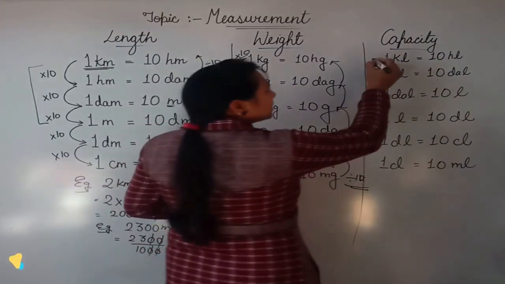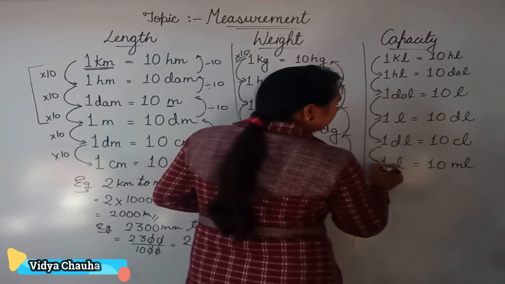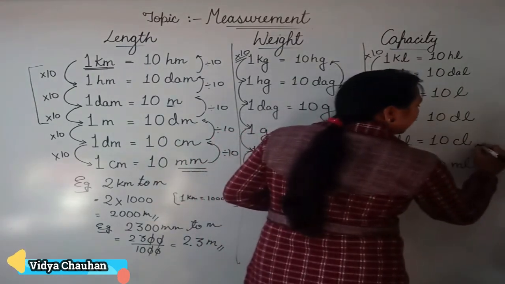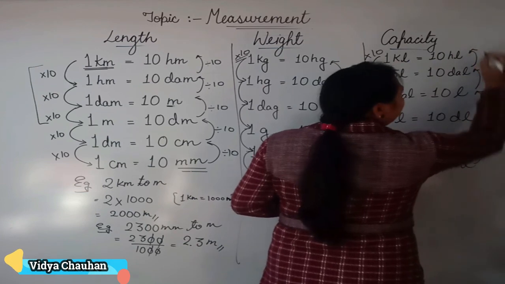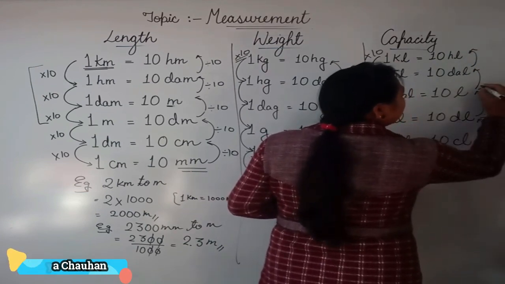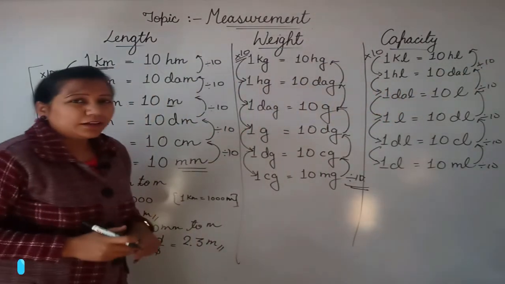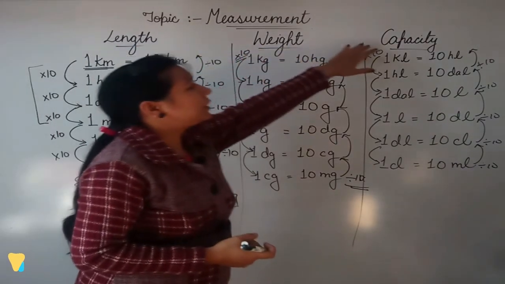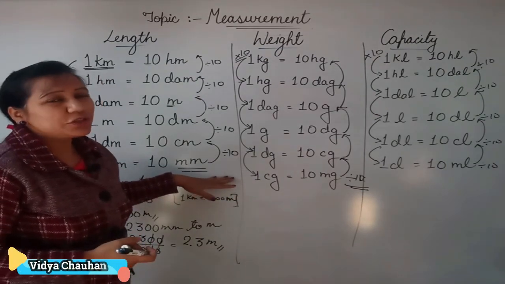Once again, this process is the same. When we are converting a bigger unit to smaller, multiply by 10. And when we are converting a smaller unit to bigger, then it will be divide by 10 in every step. Divide by 10, divide by 10, divide by 10 and divide by 10. Like this. Clear, students? So I hope this conversion of length, weight and capacity and the metric table is clear to all of you.